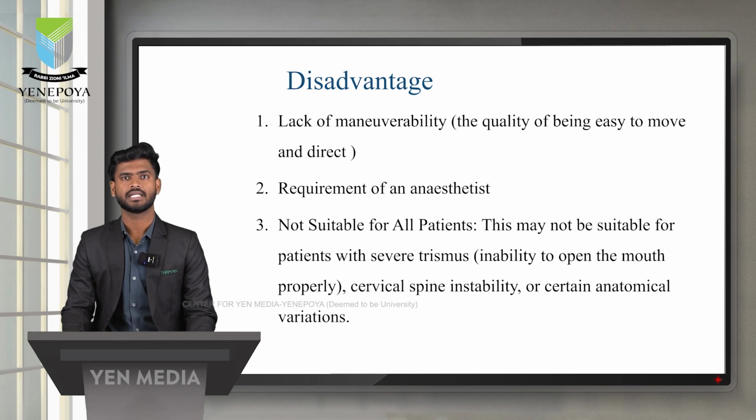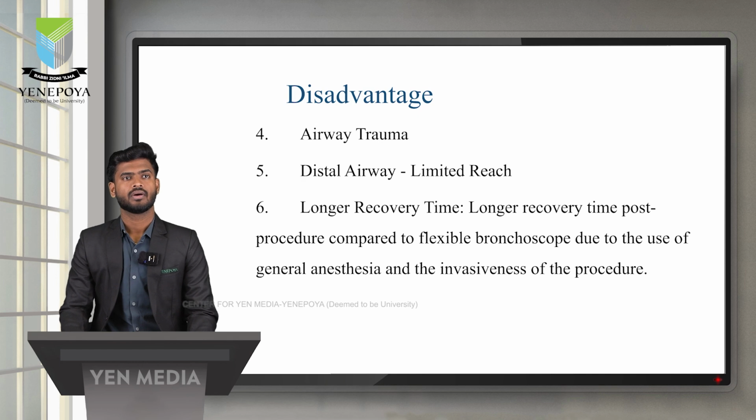Disadvantages: maneuverability is less. There is a requirement for an anesthetic. So, this may not be suitable for patients with severe tremors, cervical spine instability or certain anatomical variations. Along with that, there is airway trauma. The rigid bronchoscope does not have a longer reach. It stops in the larger airways, so there is a limited reach in a rigid bronchoscope. There is also a longer recovery time post procedure compared to flexible bronchoscope, due to the use of general anesthesia and the invasiveness of the procedure.